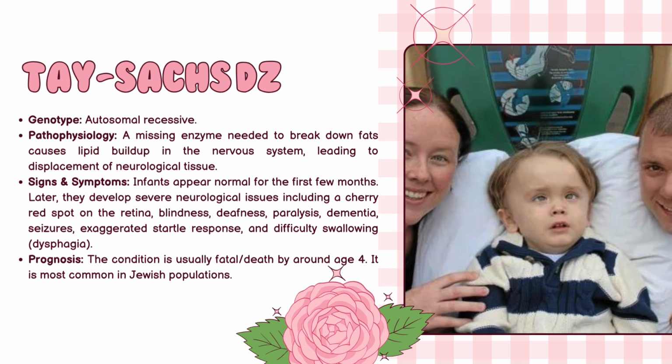Now let's talk about Tay-Sachs disease. This is also autosomal recessive, so you need two alleles. This happens because a missing enzyme needed to break down fats causes lipid buildup in the nervous system, and it leads to displacement of neurological tissue. Signs and symptoms for this: infants appear normal for the first few months of life, and then they develop severe neurological issues. They also show a cherry red spot on the retina, blindness, deafness, paralysis. This condition is fatal, kids usually die around age 4, and it is mainly common in Jewish populations.